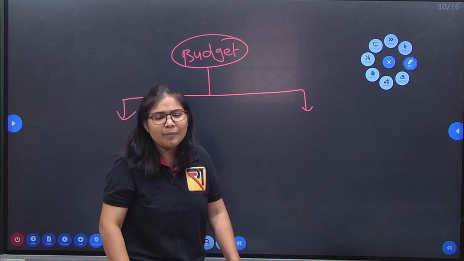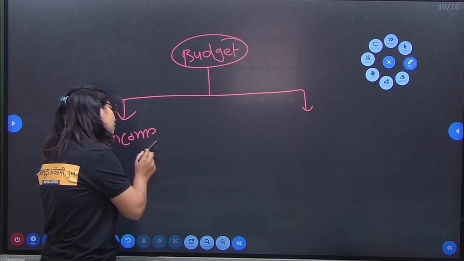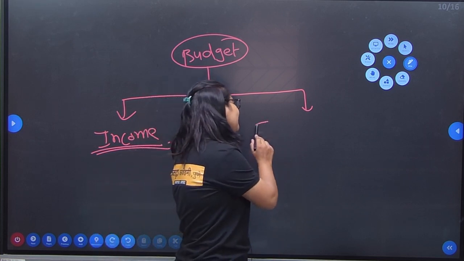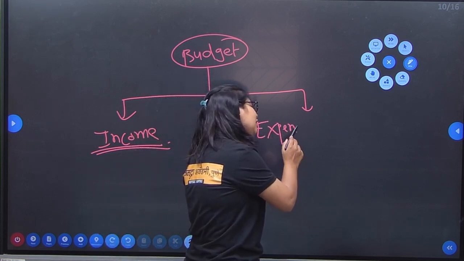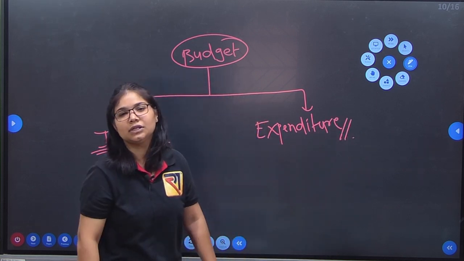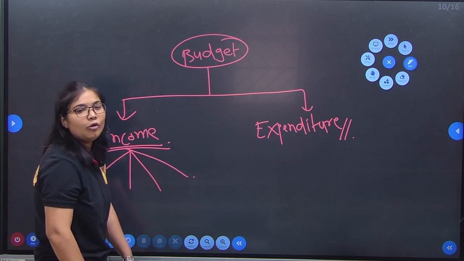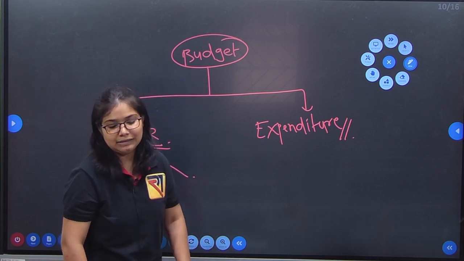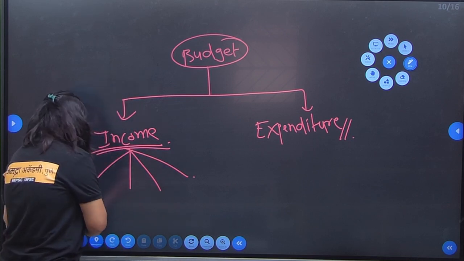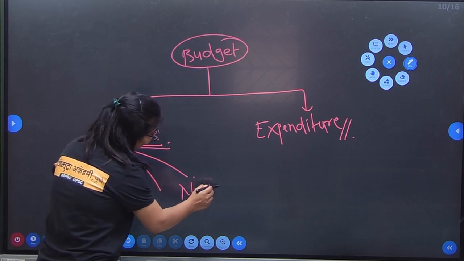In the budget section we discuss the income of the government, and at the same time the expenditure of the government. In the income part, what are the different sources from which the government gets money? That can be tax, that can be non-tax, right? So we have to discuss tax revenue and non-tax revenue.